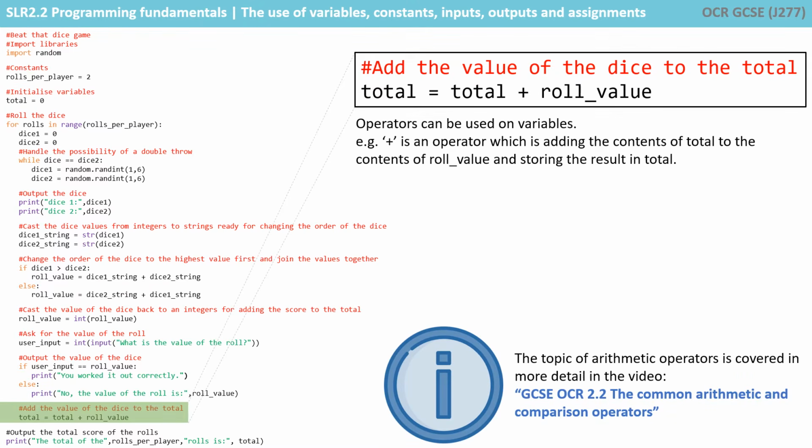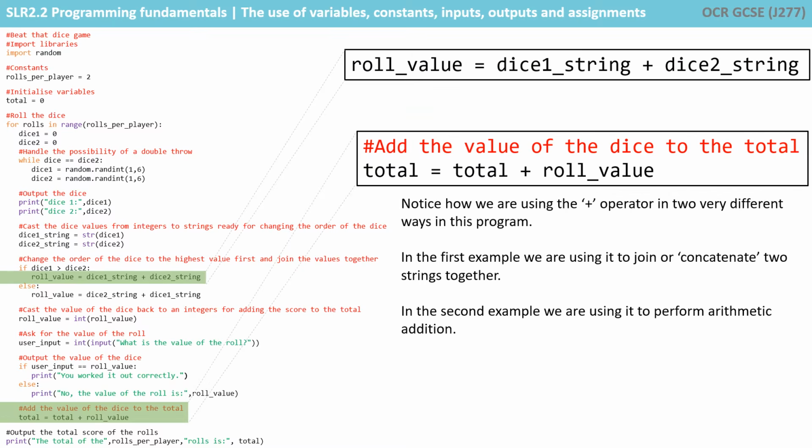So here we see an example of an operator. Total equals total plus roll value. And operators can be used on variables and constants. So with this plus symbol, we are adding the contents of total to the contents of roll value, and then the result of that calculation is being stored back over the original contents of total. Now, the topic of arithmetic operators is covered in more detail in a later video, so we won't look at other examples now.